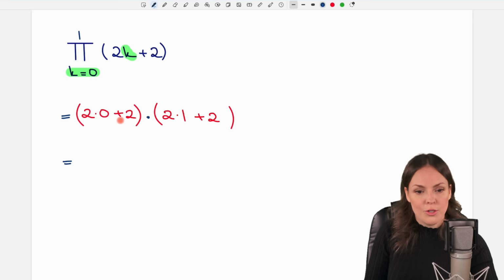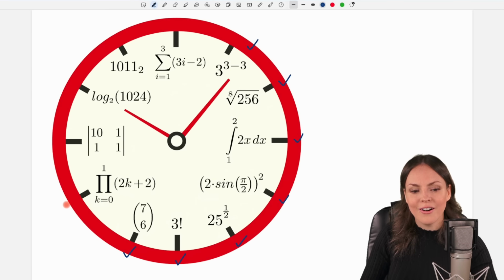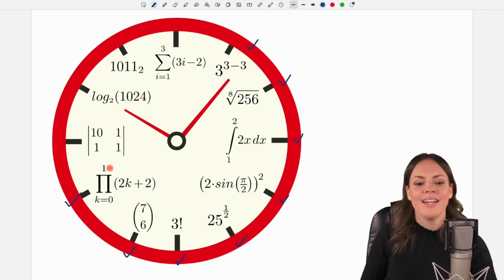What do we have in our first parentheses? 2 times 0 equals 0, plus 2 equals 2, times, and what do we have in here? 2 times 1 equals 2, plus 2 equals 4. So in total, we have 8. As a result, what was our 8 o'clock?